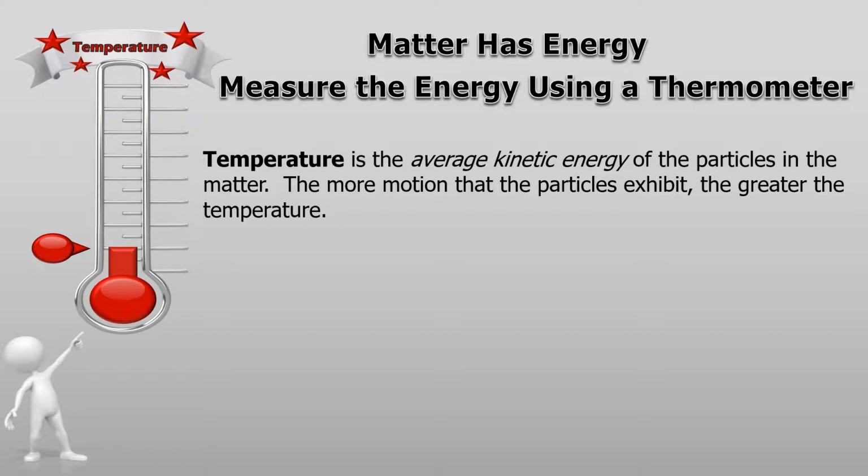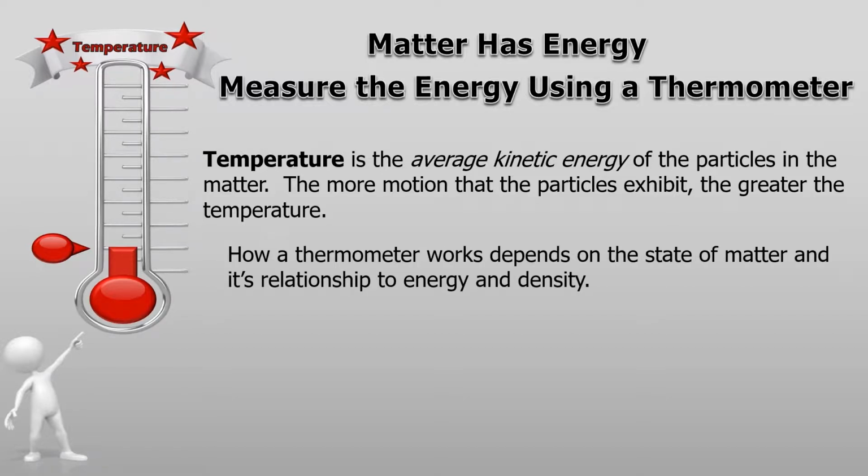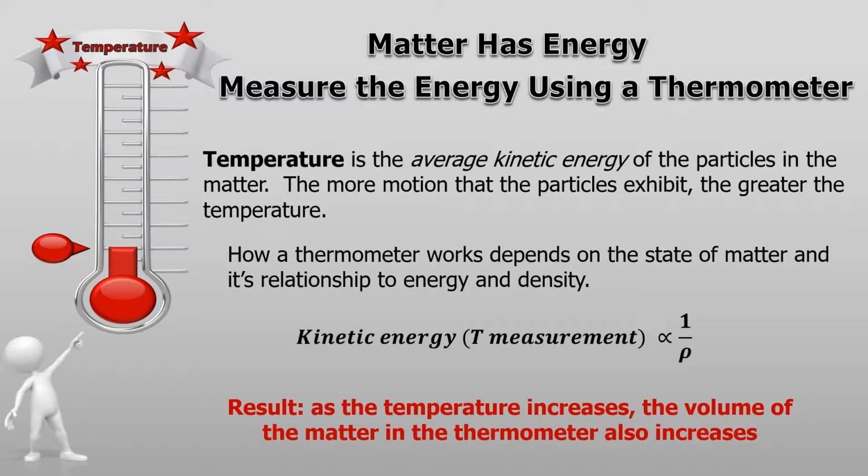The fundamental relationship in making a temperature measurement using a thermometer relies on the state of the matter that makes the thermometer and its energy and density. There's an inverse relationship between the energy of the matter and the density of the material making up the thermometer. So, as the kinetic energy and temperature of a substance increases, the density of the material decreases. Result: if the mass is constant, as the temperature increases, the volume of the thermometer material also increases.